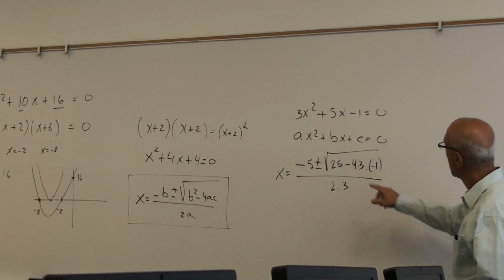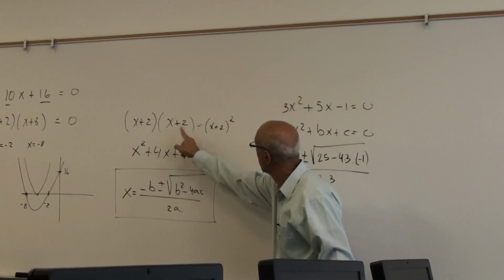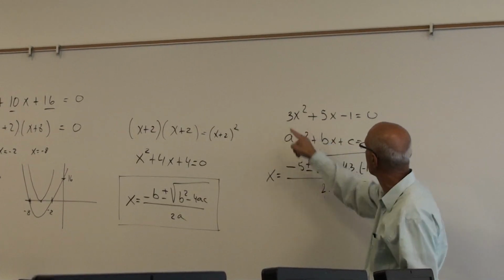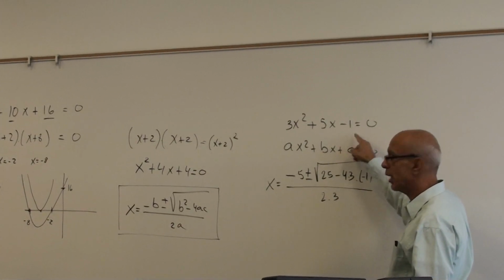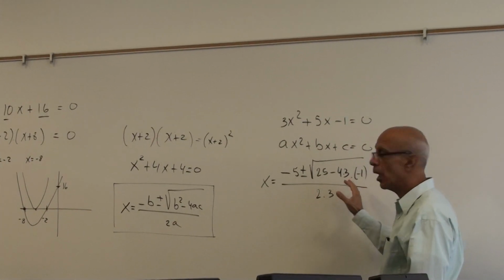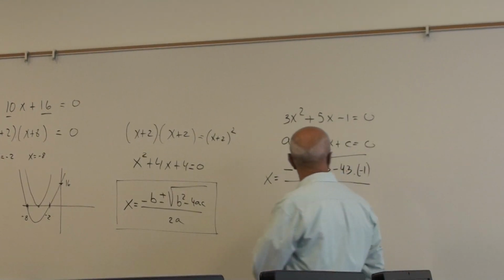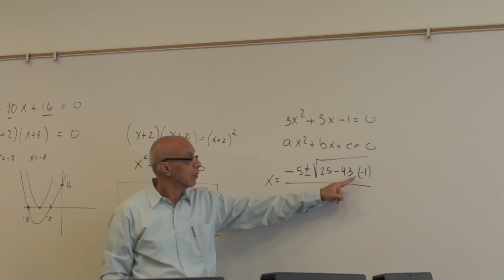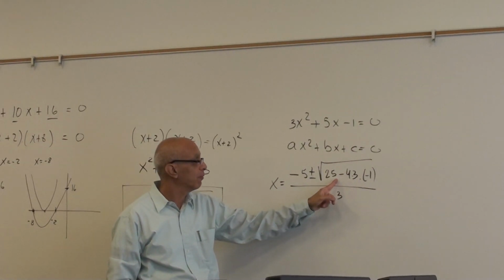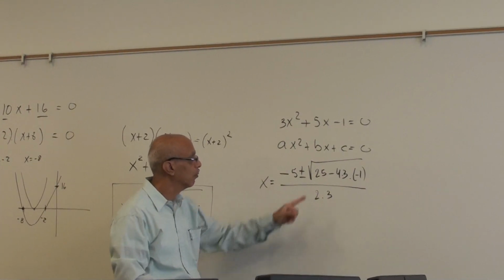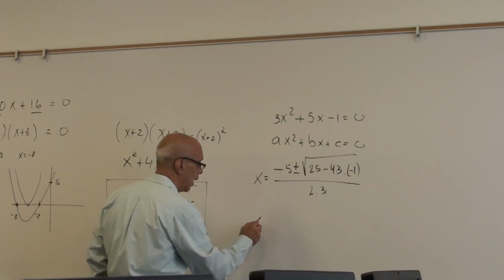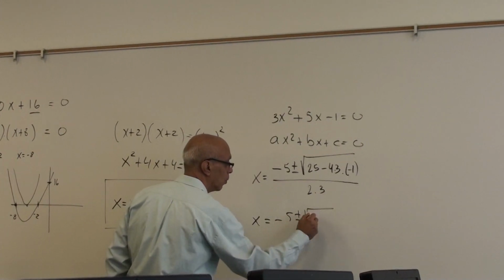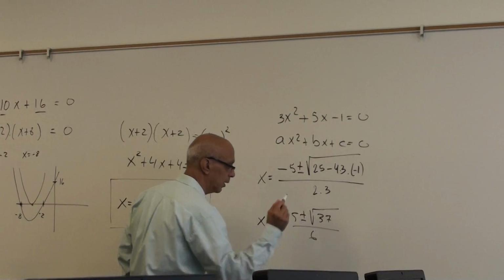Is that okay? So I plug in b squared, that is 5 squared, then 4 times a, that is 3, and then times c, that is -1. I just need to solve this now. All right? So 4 times 3 is 12, negative with negative is positive, so 25 plus 12 is going to be 37. So here I have x equals -5 plus or minus square root of 37 divided by 6.